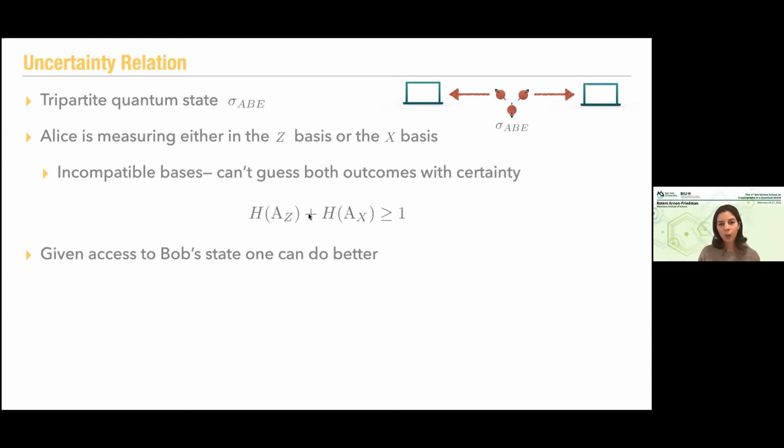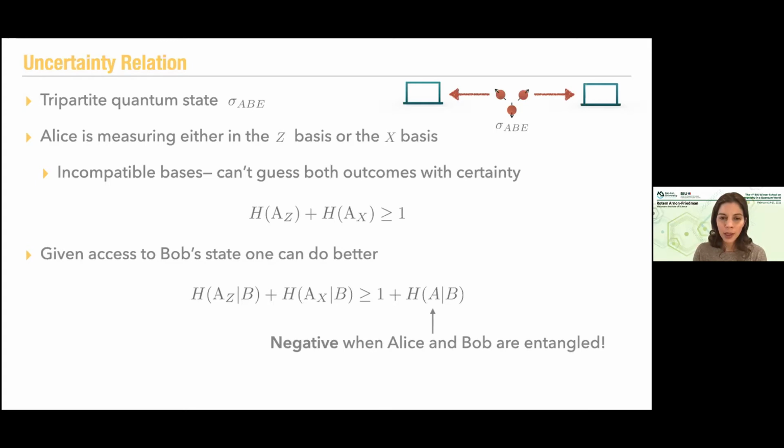It turns out that we can also take into account the fact that Alice and Bob are entangled. So given access to Bob's system, one can actually do better. Once Bob is entangled with Alice, then Bob can help us guess better. Okay, so the uncertainty relation, once we want to take Bob into account, this B here is a quantum system. Alice can measure in the Z, or she can measure in the X, and B here is the quantum system from the state sigma. A here in this entropy is also the quantum state here. So you can get an uncertainty relation that has this form.